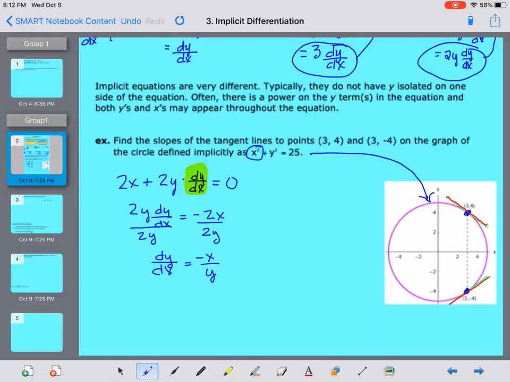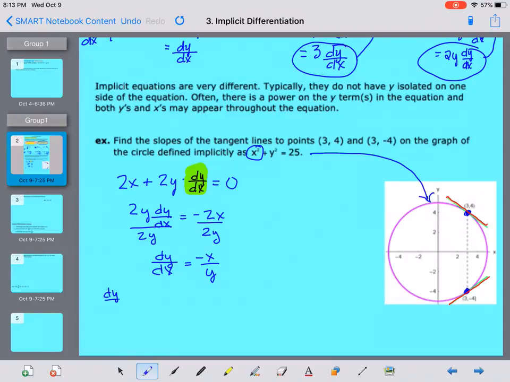If we're starting with an implicit equation, an equation that has x and y's mixed, more than likely our derivative is also going to be implicit, x and y values mixed. Okay, so we want to see the slope specifically at those 2 points that I said at the beginning, so we're just going to plug them in.